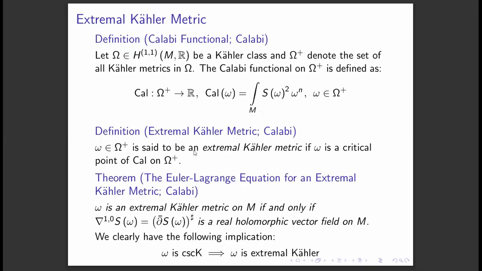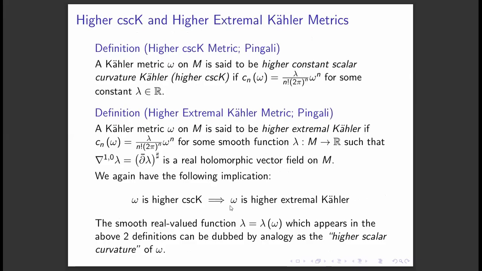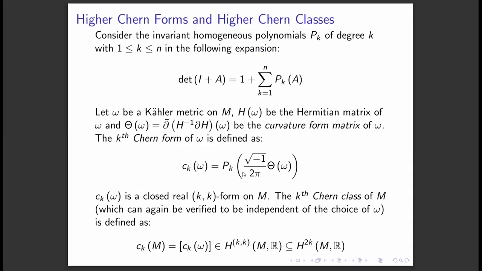Like the first Chern form or the Ricci curvature form was the trace of the curvature form matrix, whereas the top Chern form is the determinant of the curvature form matrix. So Cn of omega is called the top Chern form, and we have Cn of M, which is the top Chern class. Now from this Cn of omega, we get another notion of curvature, which we dub higher scalar curvature by analogy. Cn of omega is going to be a closed (n,n) form, so it will be a real 2n form. Since the manifold has dimension 2n over the reals, this will be a top dimensional form.